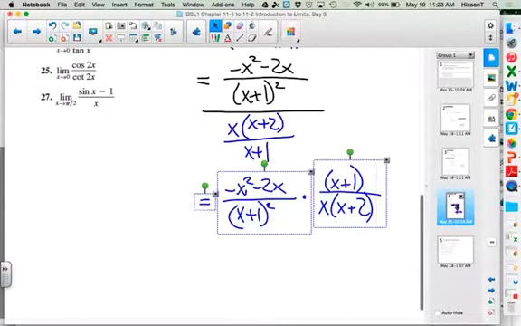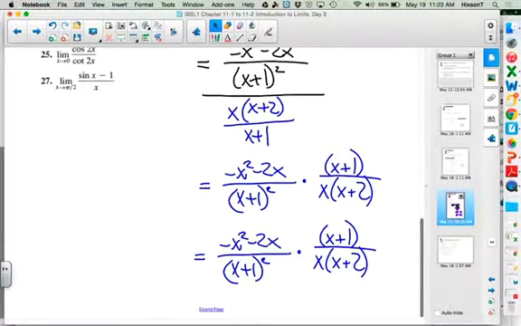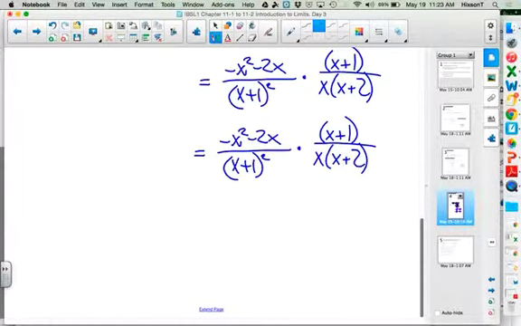Now watch this. What I'm going to do is take this numerator over here, and I'm going to factor. How could I factor that numerator? What could I take out? Yeah, and I'm actually going to take out the negative with it. So a negative x, and then what's left is an x and a plus 2.